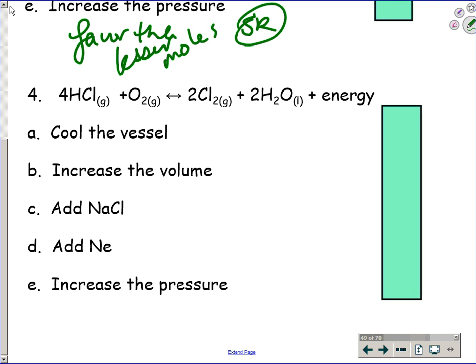You're answering with your left or right hand. You've already done this, so go with what you answered. All right, a lot of us are saying shift right, okay? So cooling the vessel means you're decreasing this, so you want to make more of that to accommodate or alleviate that stress. So that's a shift right. Keep going, increase the volume.